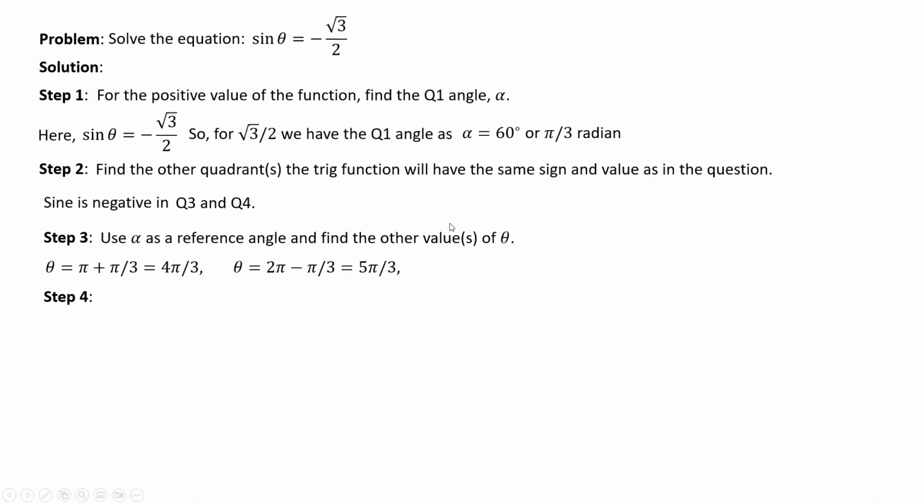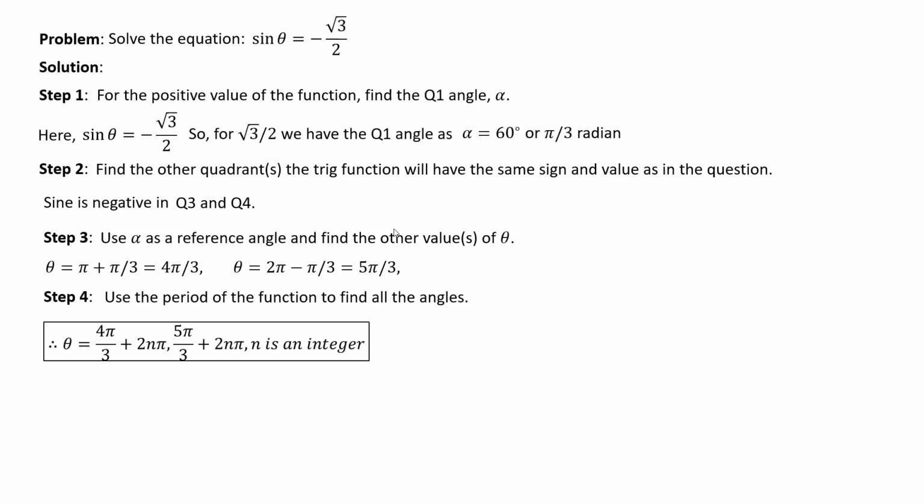But we know that we need to now make use of the period of that function. So we'll make use of the period of the sine function, which is 2 pi, and add 2n pi to both the values we got above. If you notice, it's the exact same procedure.